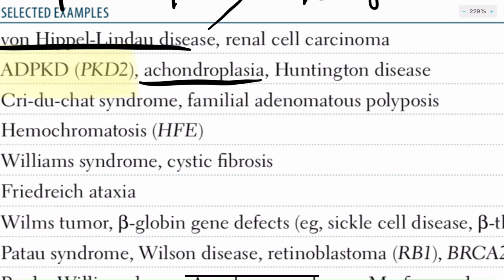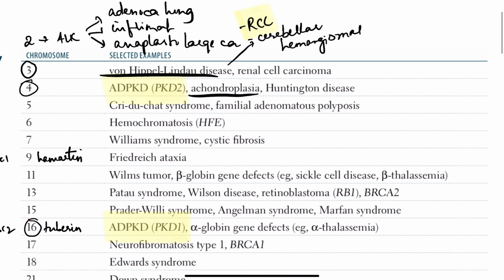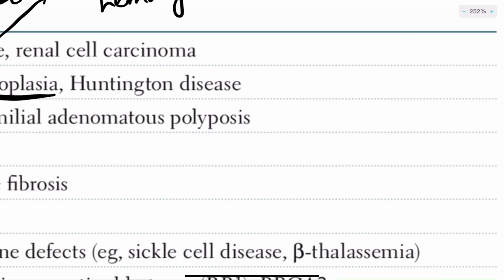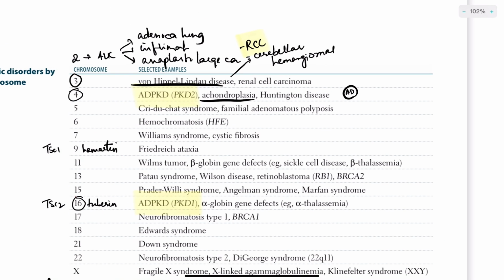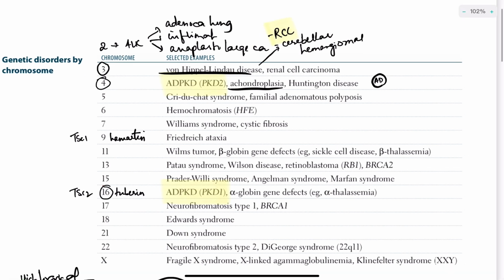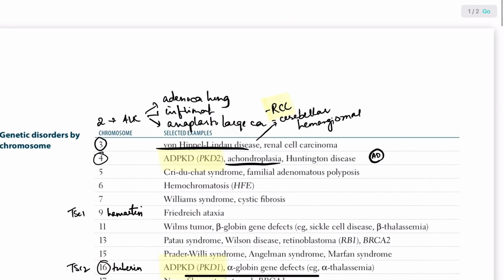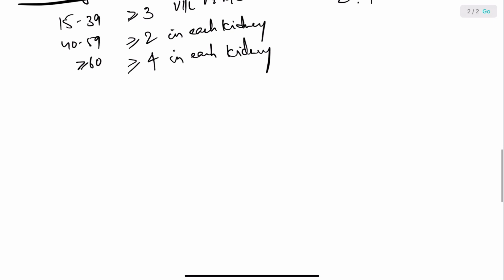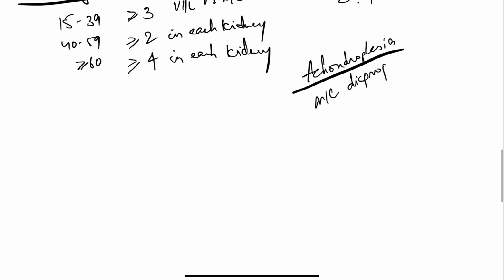Achondroplasia again, remember that all of these are autosomal dominant disorders, right? Huntington's, achondroplasia, and autosomal dominant PKD. Achondroplasia is basically the most common. I'll write it here. Achondroplasia is the most common cause of disproportionate short stature, right?